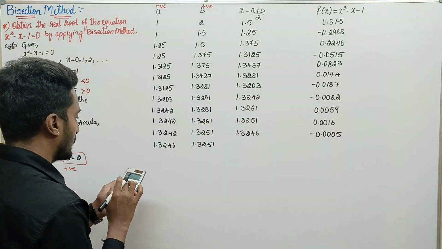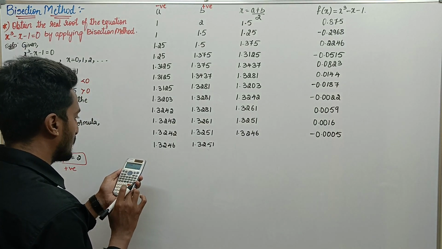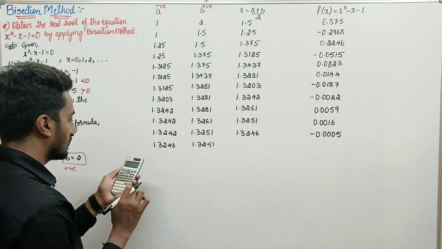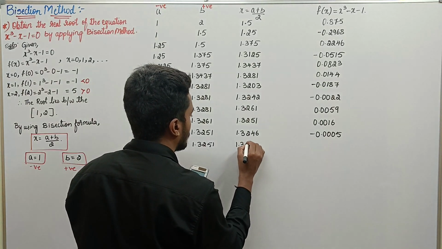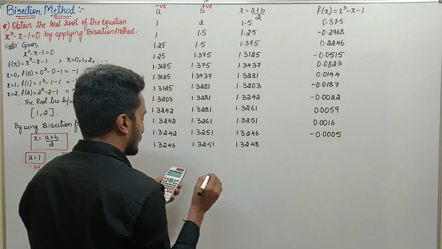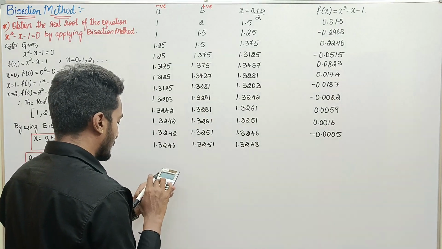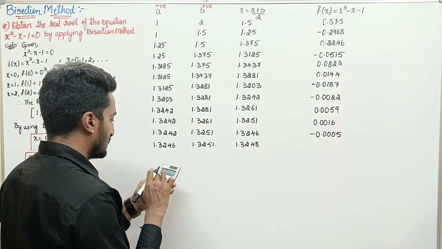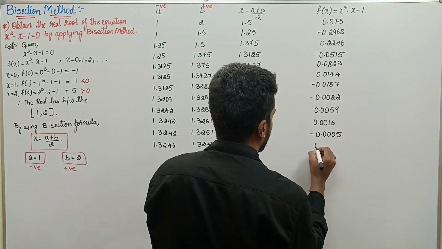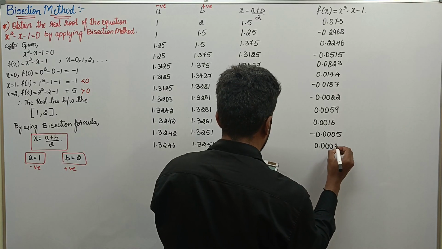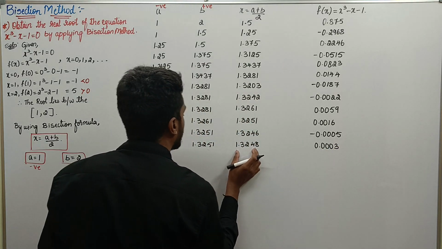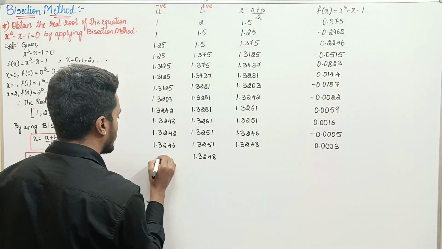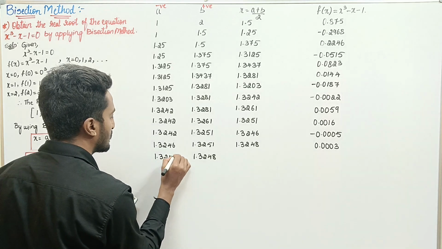Find the value of A, 1.3246 equals 1.3251. You get 1.3248. Press calc, 1.3248 will be equal to, shift eng, you get 0.0003. Done. Now since it is positive, this will be replaced in the positive place, 1.3248, and this 1.3246 remains constant.